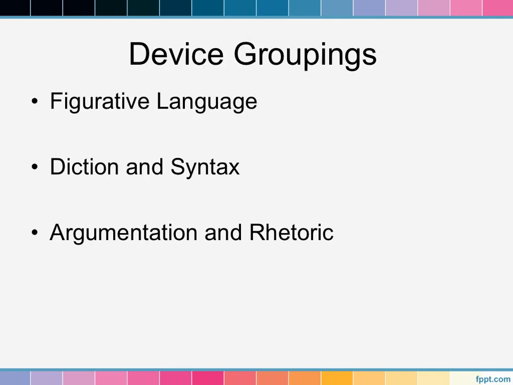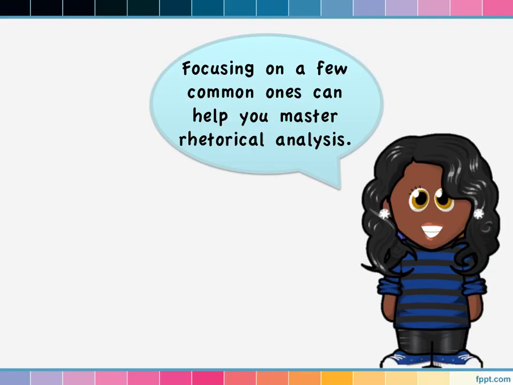For the purposes of this course, we've divided these devices into a couple of specific groups. We've looked at figurative language, we've looked at diction and syntax, and we've looked at argumentation and rhetoric. And now we're putting all of these together to be able to analyze them in literature. By focusing on a few of the common devices, you're going to be able to master rhetorical analysis quicker and more effectively.